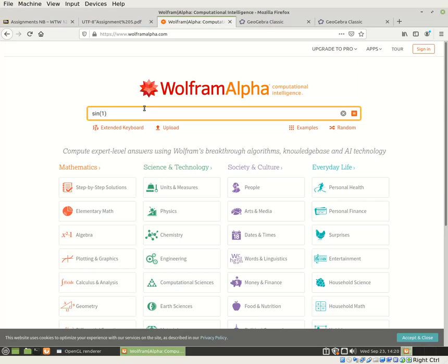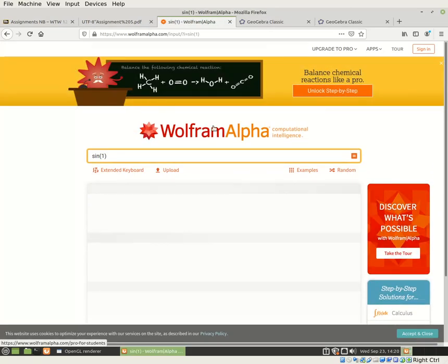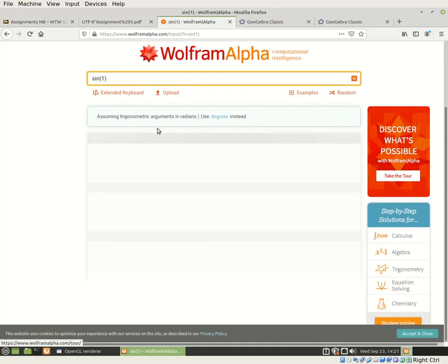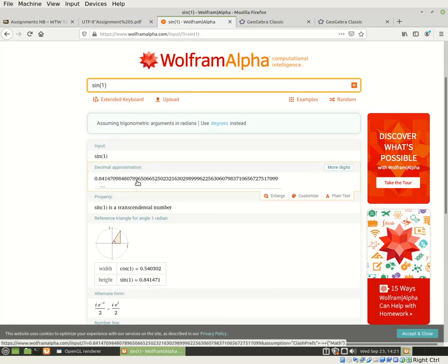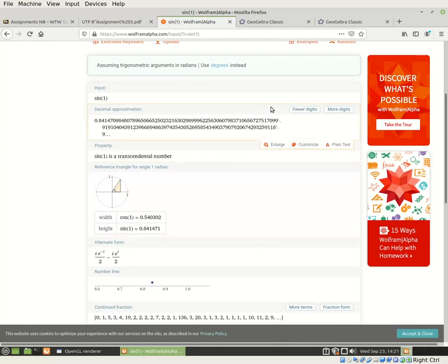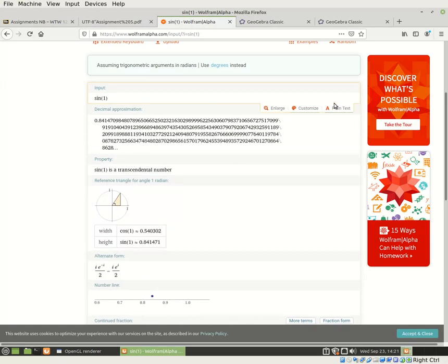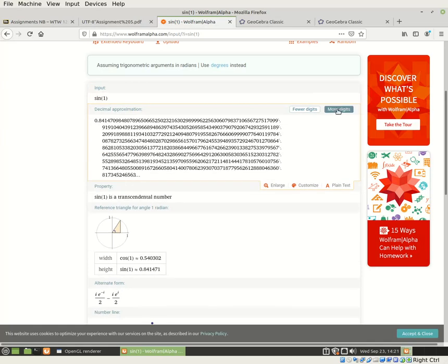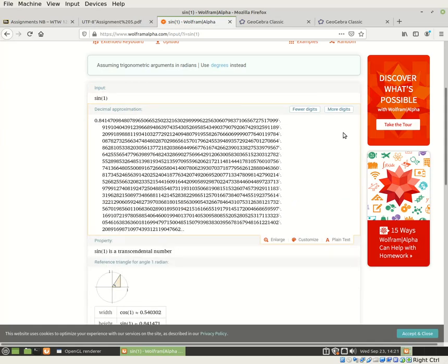How does the computer know what the sine of 1 actually is? We can get quite a close approximation for the sine of 1, but since it is irrational, the number of digits will never stop. How does the computer actually know what the sine of 1 is?